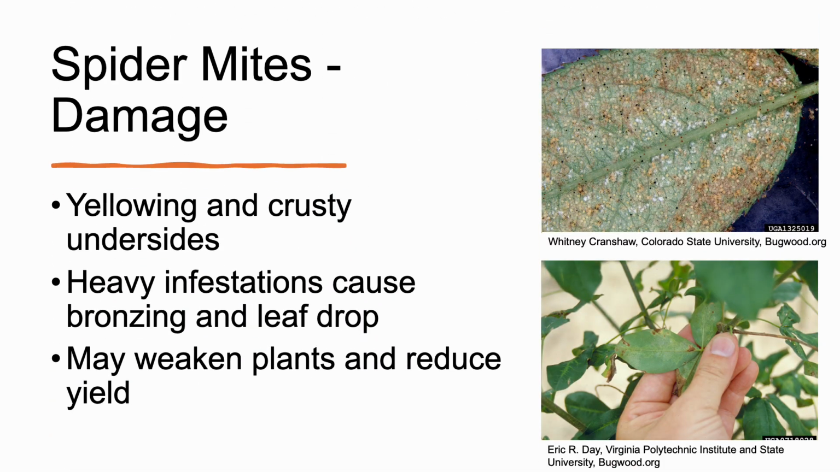Early mite feeding causes yellow stippling and a crusty appearance on the undersides of leaves. Heavy infestation can lead to leaf bronzing, which you can see on the top and bottom images, leaf drop, and overall plant stress. If left unmanaged, mites can weaken plants and reduce yield.